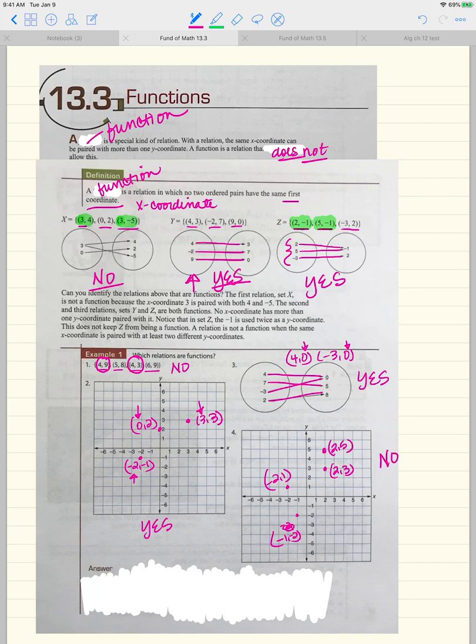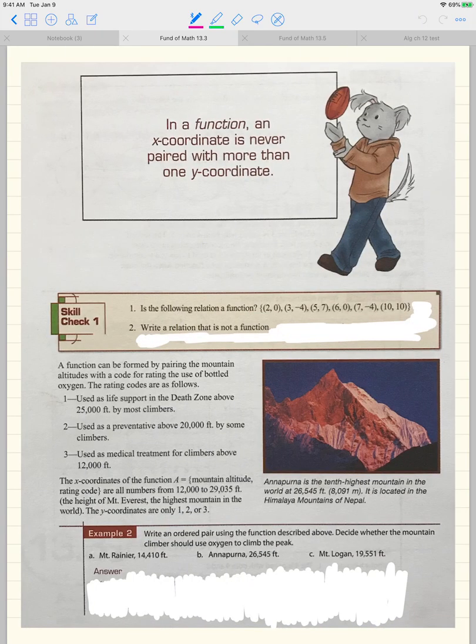No, it is not. Why? These 2 points negate it being able to be a function because we have the same x coordinate of 2 in both of those points. So this graph is not an example of a function. So again, in a function, an x coordinate is never paired with more than one y coordinate.